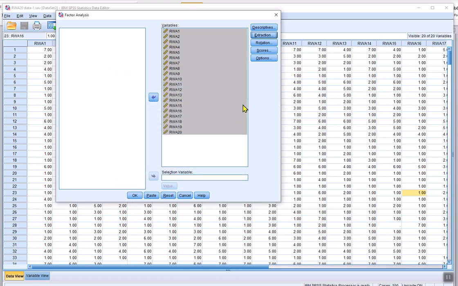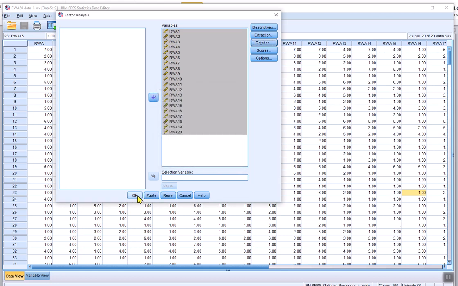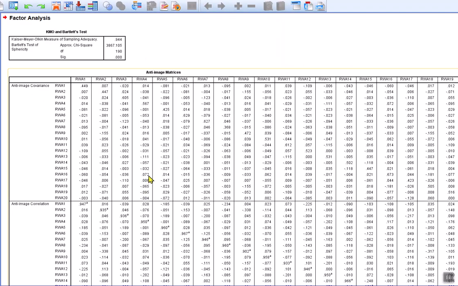So we click continue, and then we want to change the rotation to direct oblimin. I know this is a lot of choices here, but this is the one pathway that I recommend. So principal axis factoring for the extraction and direct oblimin right here for the rotation. And then you're good to go. I don't think there's anything else here that we need. Yeah, that's it. So we click OK.